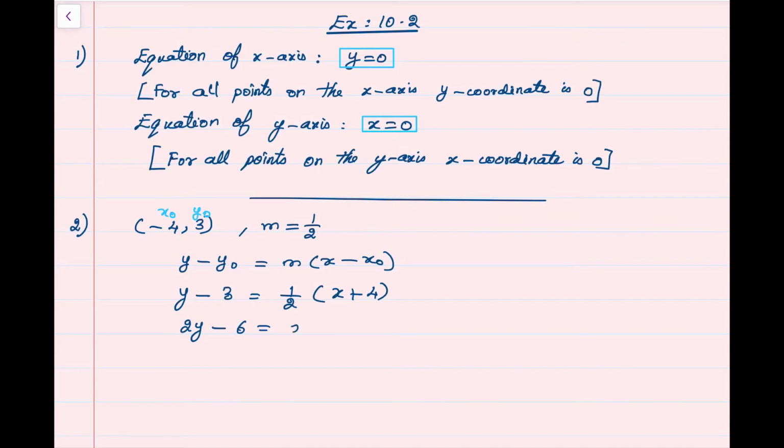2y minus 6 is x plus 4. Therefore, 2y is equal to x plus 10. Or we may write the equation as x minus 2y plus 10 is equal to 0.